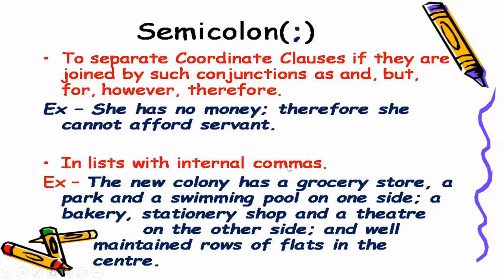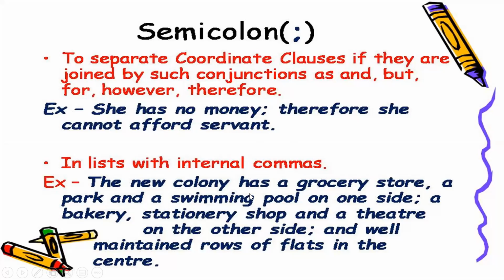In lists with internal commas, if you read this example you will come to know that this entire sentence has been separated by semicolons, because we are talking about one particular place, but it has three parts. Now let us read the sentence.